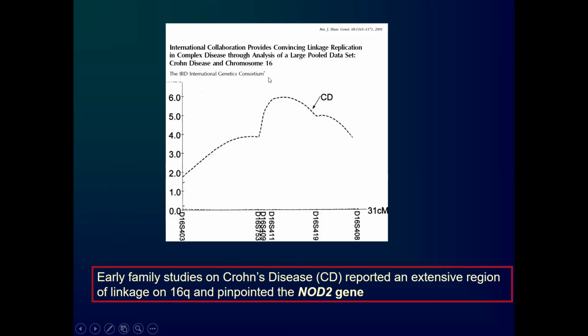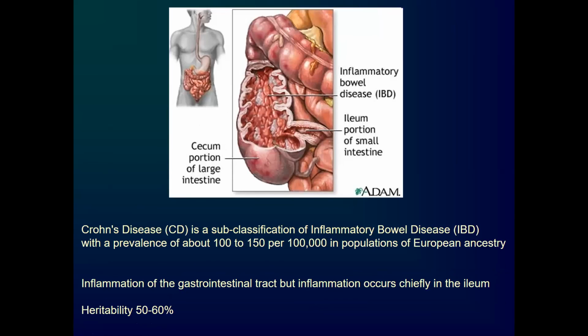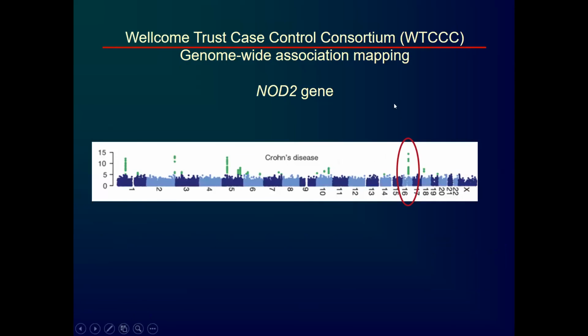Nevertheless, even though it was a complex disease, linkage analysis still managed to identify NOD2, one of the very important genes, the first genes that were identified for a complex trait. Crohn's disease is a polygenic disease. It's a chronic disease with high prevalence, 100 to 150 per 100,000 population of European ancestry.